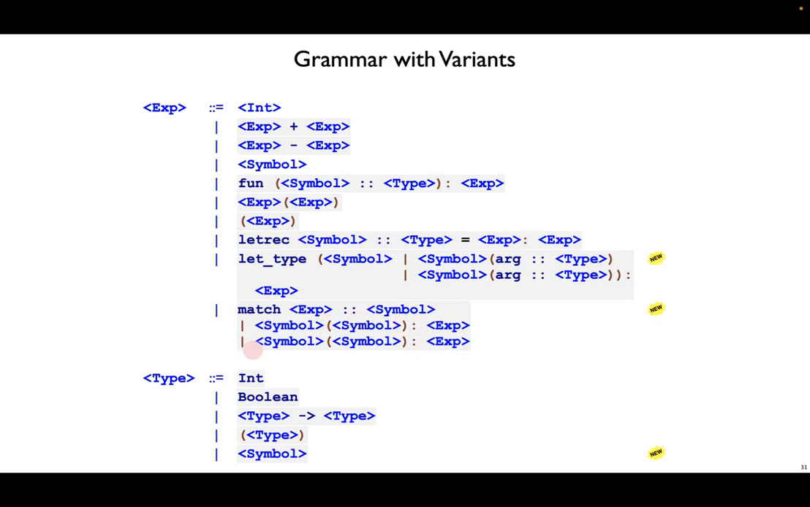Finally, to support let type, we need to extend our language of types to include symbols. These symbols come into play when we interpret a let type. So the symbol name here at the beginning of the let type needs to become a new type name. When we use this type name further down in the body expression, we use a symbol to do so. So symbols need to be able to appear inside of types. With that, we're ready to move forward.